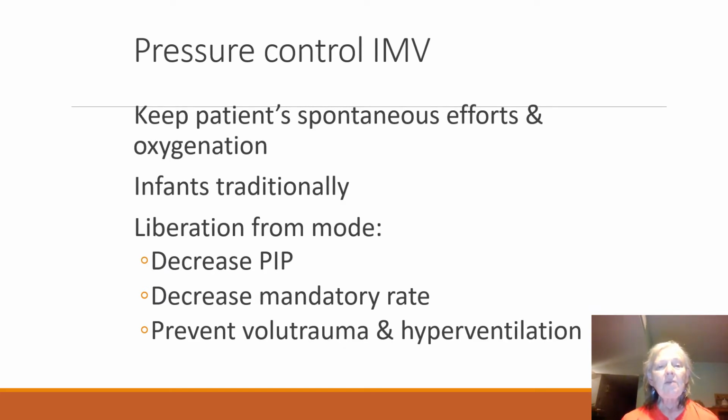Pressure controlled IMV keeps the patient's spontaneous efforts and oxygenation. This is one that we normally use with infants. If we do use it, infants or adults, we need to decrease the peak inspiratory pressure, which is going to be the pressure that's set. That's your set pressure. Decrease the mandatory rate, and then prevent any volutrauma or hypoventilation at this point.